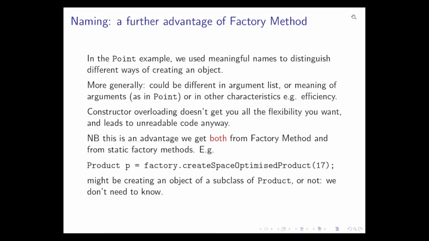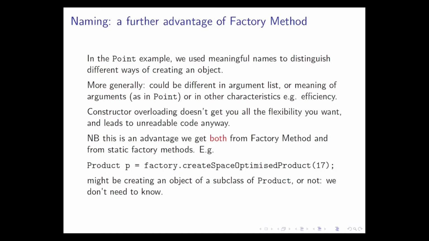In the point example we just saw, we were using meaningful names for those static factory methods to distinguish different ways of creating an object. And more generally, that's really rather a nice thing to have. It's often quite inconvenient that you don't get to name constructors, even though you can overload them in standard Java classes, because then people have to go to the documentation to remind themselves of the difference between different constructors that are provided. You might decide that you wanted to use static factory methods simply in order to get the benefit of giving meaningful names to the different ways of creating an object.